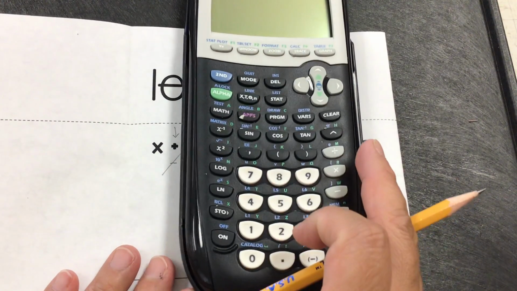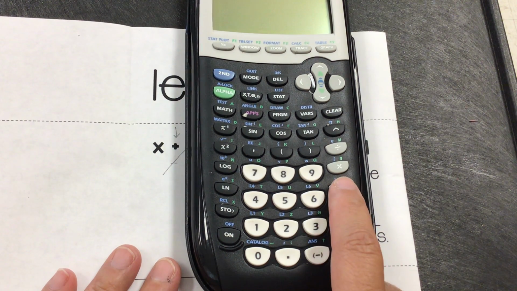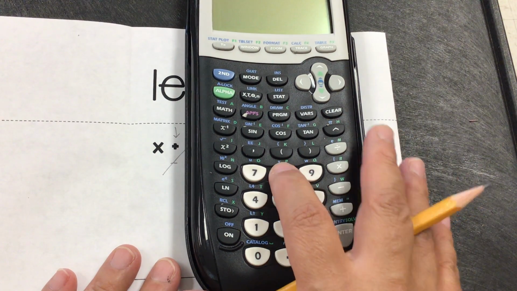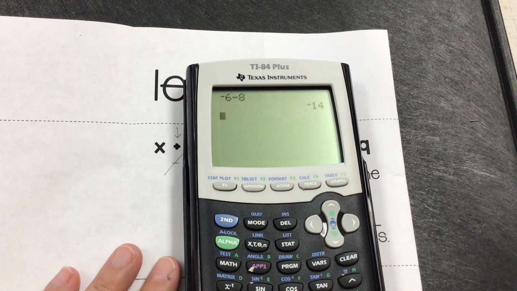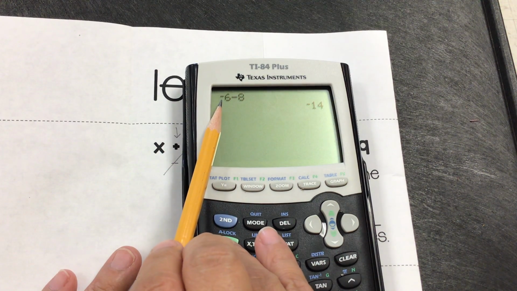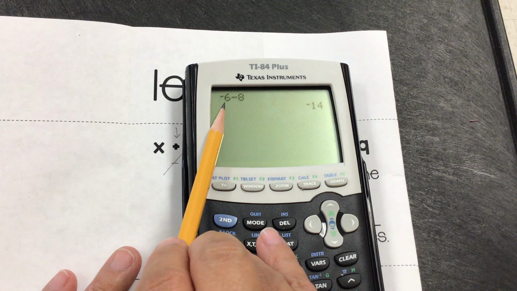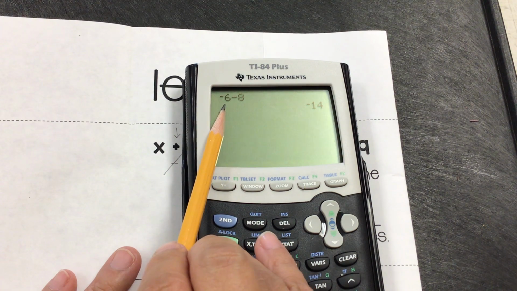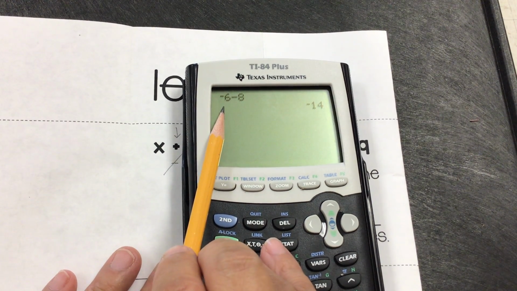The negative symbol on this calculator is all the way at the bottom. Negative 6 minus 8. Hit enter and it gives you the negative 14. I also want to bring to your attention that in algebra class, a negative sign and a minus sign are interchangeable. That means that when you see a negative, it could be a minus sign, and when you see a minus sign, it could become a negative sign.